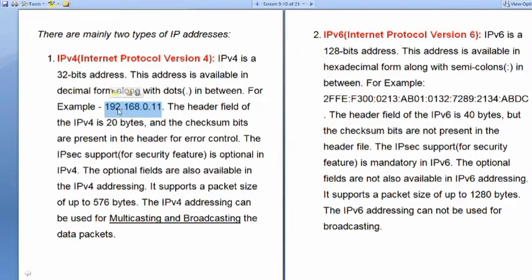So look at these two examples. IPv4 will look like this, in decimal form with four dots. 192.168.0.11. So this is an example of an IP address. You can take the example of other IP addresses also.